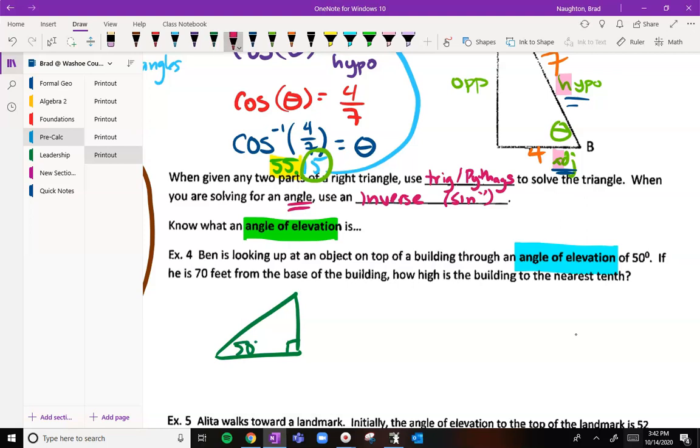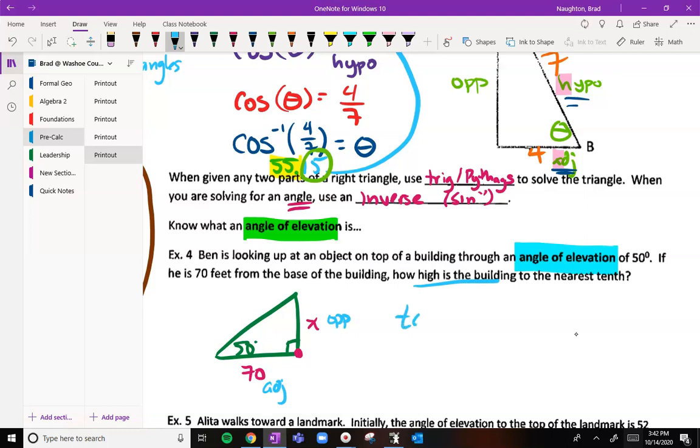So Ben is looking up at an object at the top of a building through the angle of elevation of 50 degrees. If he is 70 feet away from the base, so obviously we would call that the base, how high is the building? Okay, we have it all set. We're going to label. This is our opposite. This is our adjacent.